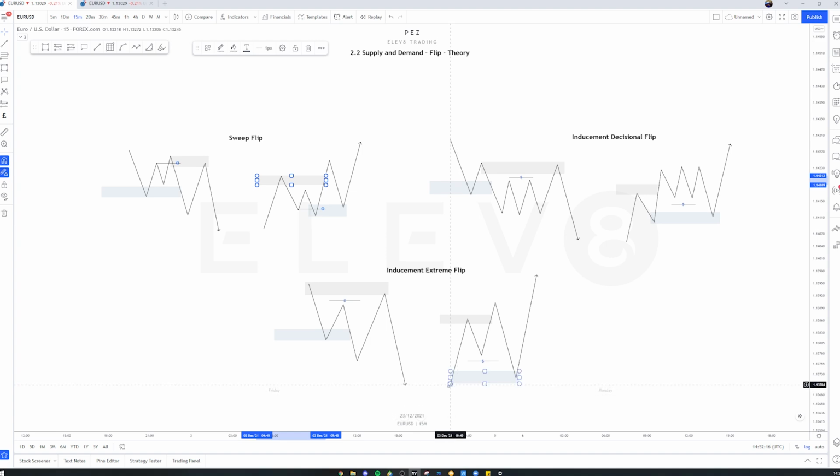On the demand side, so supply to demand flip, we can see tap into supply, pull back, supply fails, and no inducement is created above this demand, which would be here. So we come down, taking the liquidity from this low, tapping into demand and running up. So that's pretty much the theory behind it.